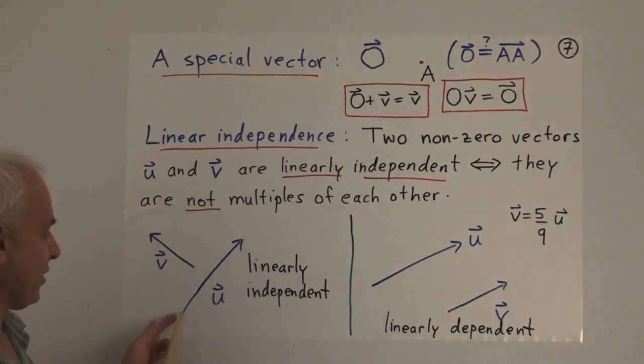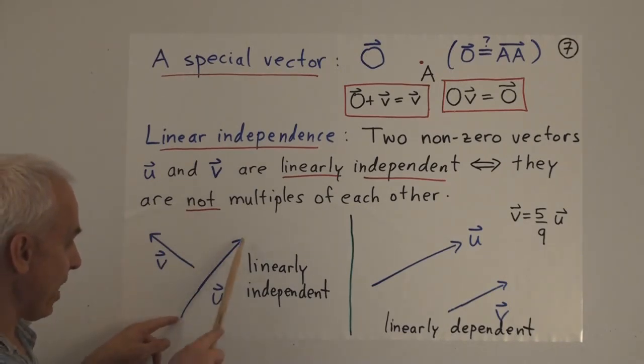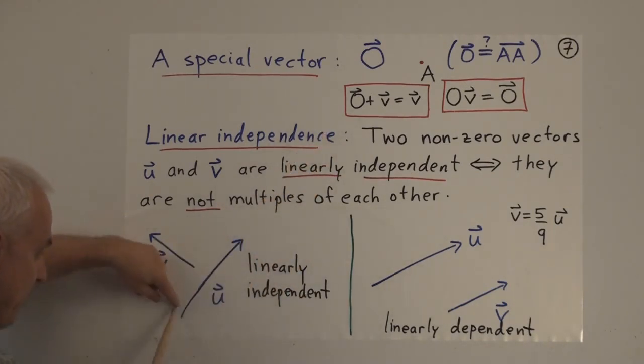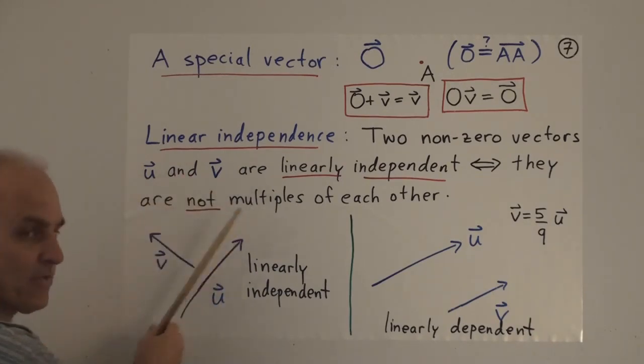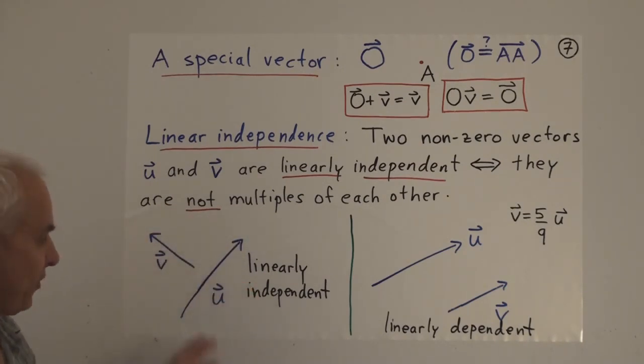For example, here's a vector u, here's a vector v. These are linearly independent. If we multiply u by a scalar, by a number, we can get bigger vectors in this direction, or smaller vectors in this direction, or maybe vectors pointing in this negative direction. But they're all going to be in the direction of this line. None of them are going to be off in this direction. These vectors are linearly independent.